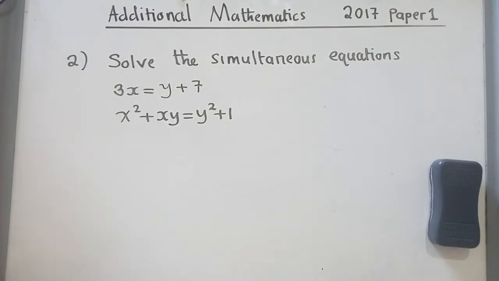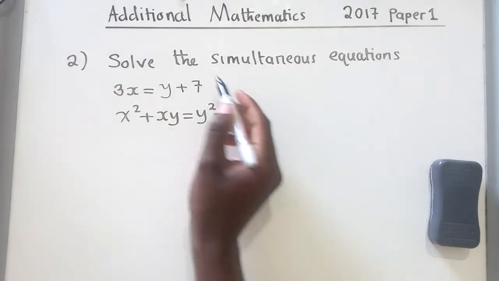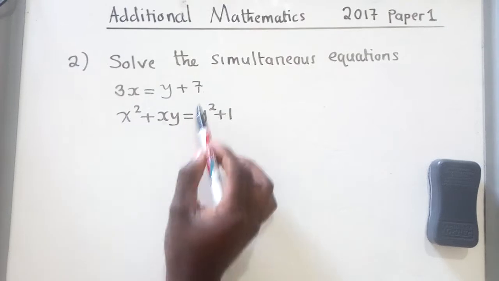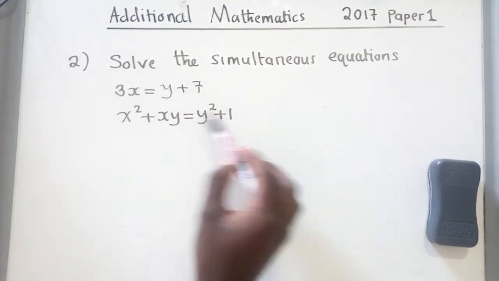All right, so this question came in 2017. It's paper 1, additional mathematics. They're asking us to solve these simultaneous equations.